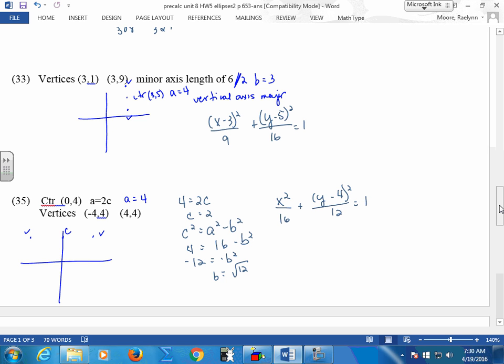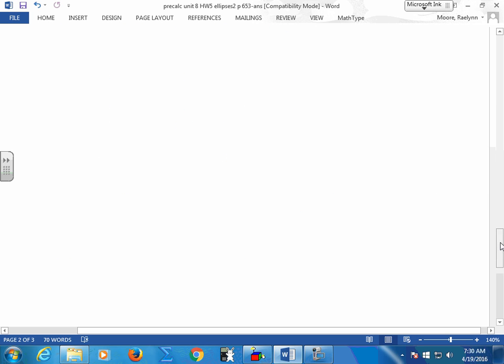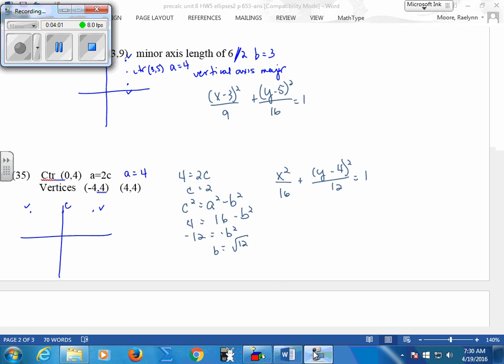35 was a little tricky. They just gave you a couple of little things to figure out. So once you found out c, you can find your a, and then you can find your b. And all you need again is your b squared. Find a and then find c. That's it? Yeah. This is not so bad.